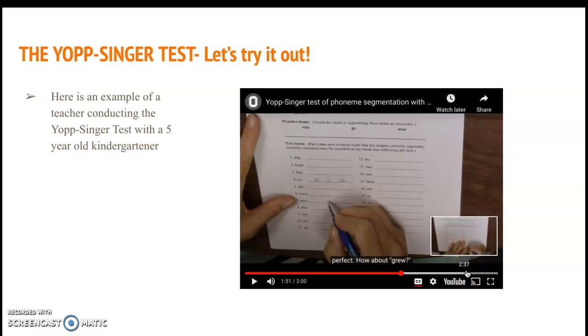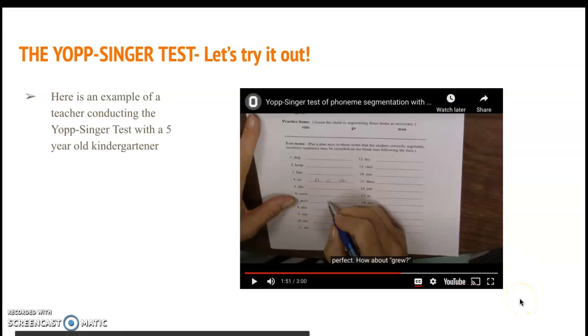So as you can see, the student did need help with "no," because he doubled the O at the end. She wrote that one down. If the student did it correctly, she would just move on to the next word. So that gives you a really good idea of what the assessment looks like in a real life classroom.